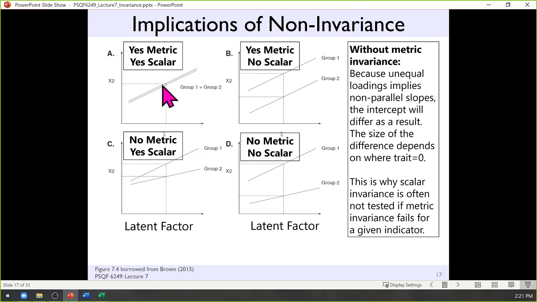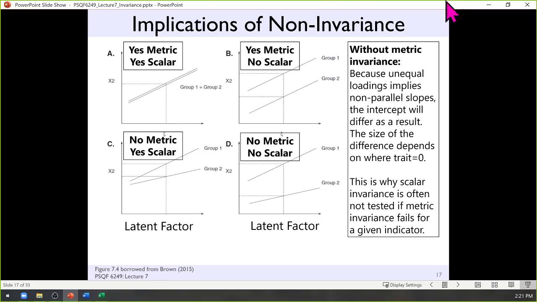So in the first picture here, this is a scenario in which we have metric invariance because these lines are parallel. The loadings work the same way. And they also have scalar invariance because at the same point on the x-axis, both groups have the same predicted response.